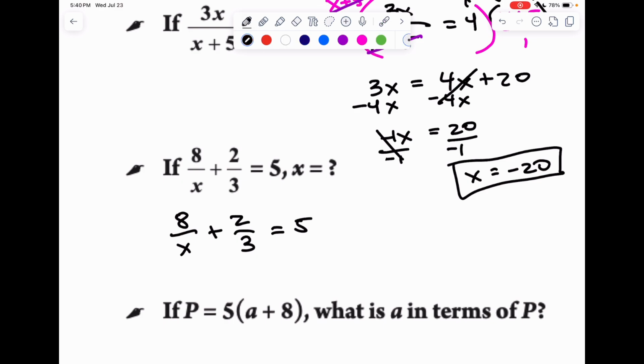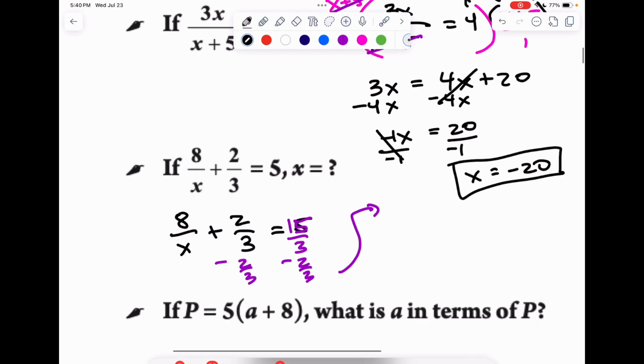So if we put 5 with a common denominator of 3 it would be 15 over 3. So if I subtract 2 over 3 from both sides, it gives me 8 over x equals 15 minus 2, that's 13 over 3. And now that I have a fraction that equals another fraction, I can cross multiply.